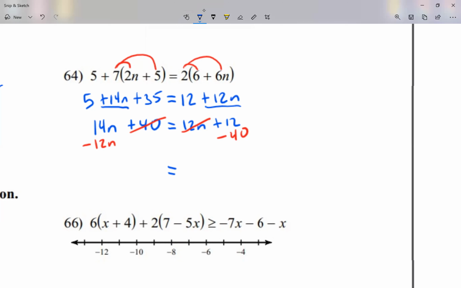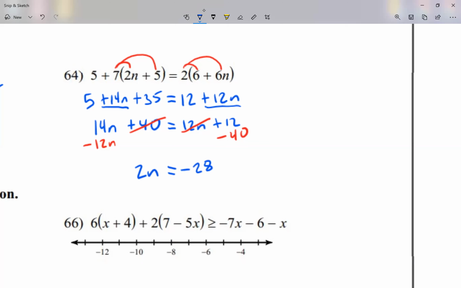Okay, so on the left, 14 minus 12, that's 2n. On the right side, positive 12, negative 40. Because the signs are different, I'm going to subtract, keep the sign of the large one. That's going to give me a negative 28.